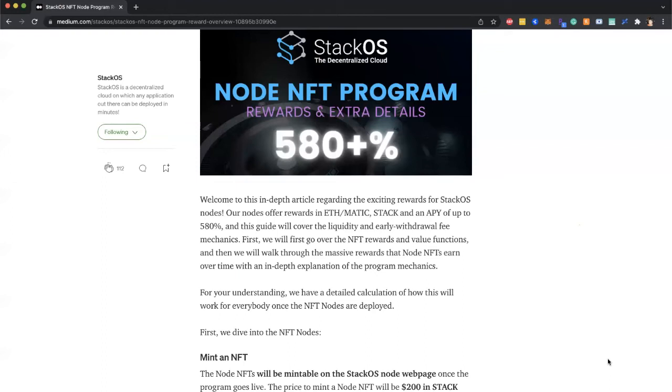Your investment is basically liquid. Exactly, and that's why we call it a liquid asset. Once you pay the $200 worth in stack tokens to launch an NFT, that NFT is liquid immediately, which you can sell to the market. And the earlier you are, the better off you are, because the market will value it higher than what you paid for.